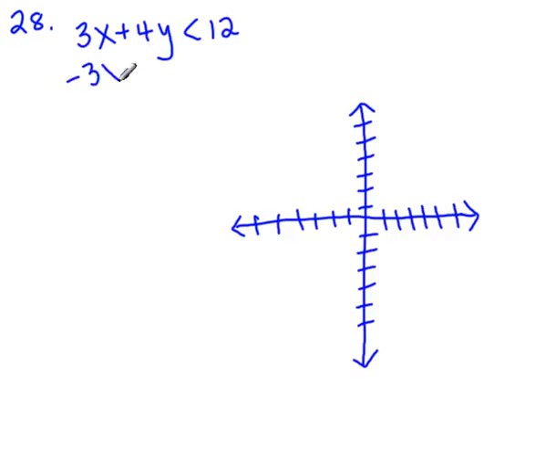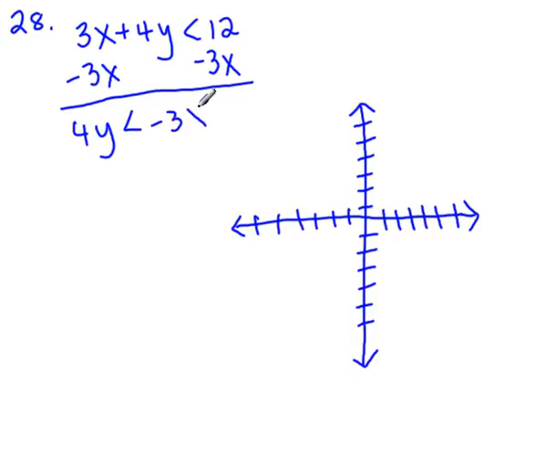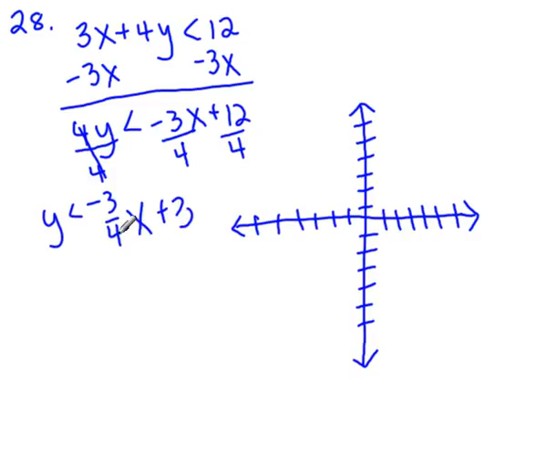So I subtract 3x, and that gives me 4y is less than negative 3x plus 12. Then I divide by 4, trying to get y alone. And that gives me y is less than negative 3/4 x plus 3. I did not change the direction of my inequality because I did not multiply or divide across it by a negative, so I kept the direction of my inequality.